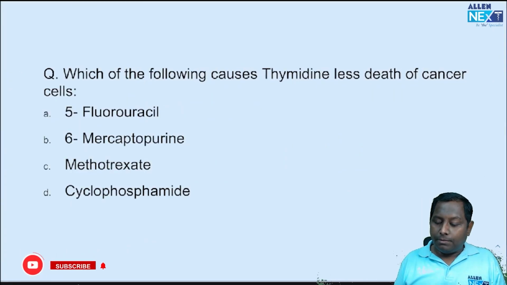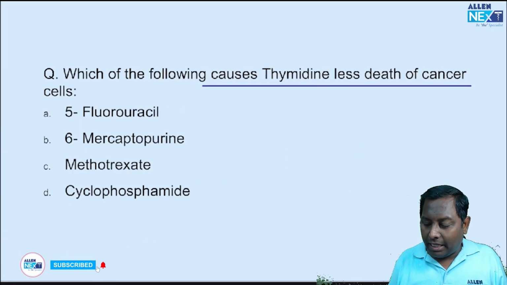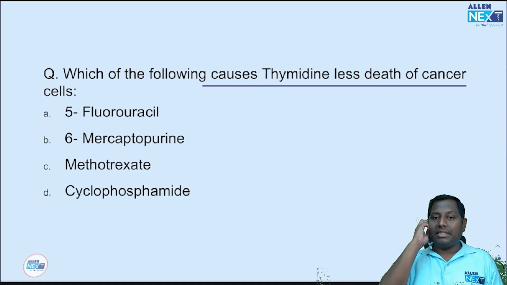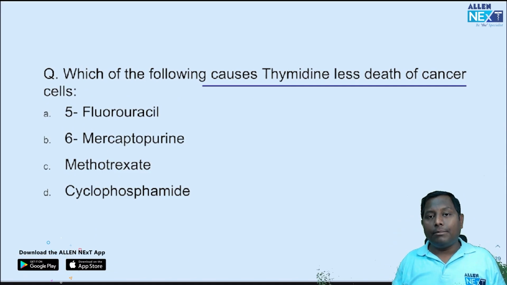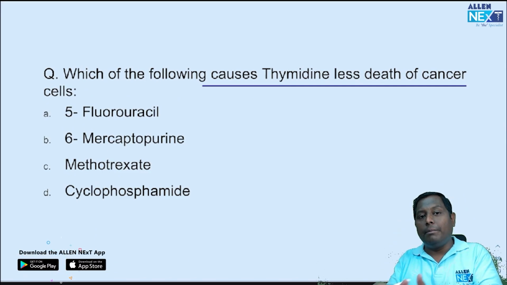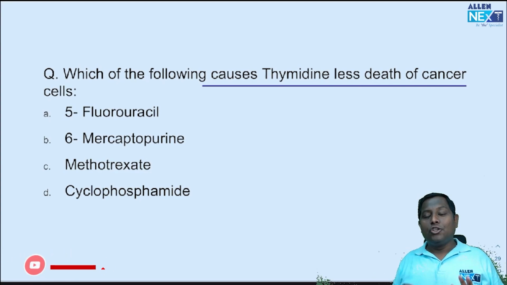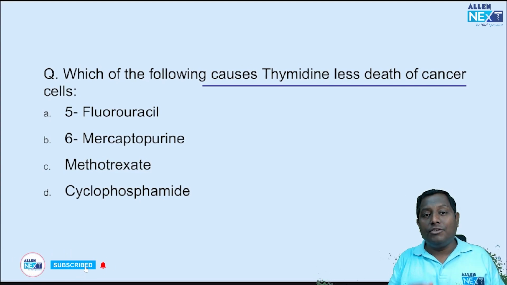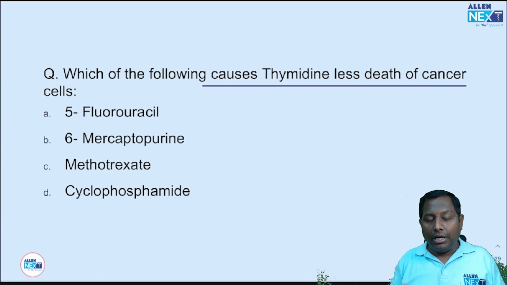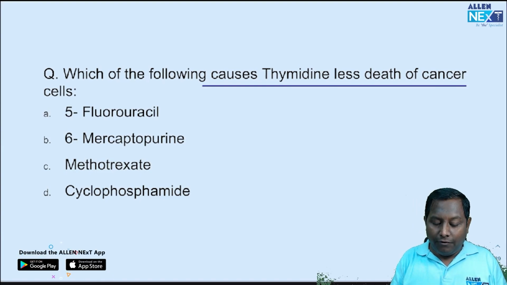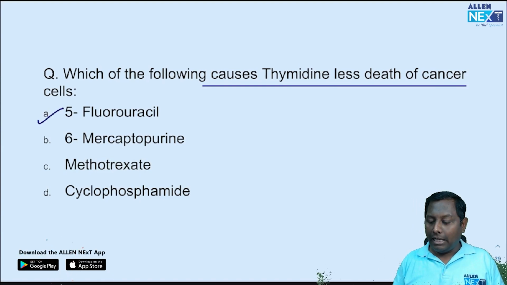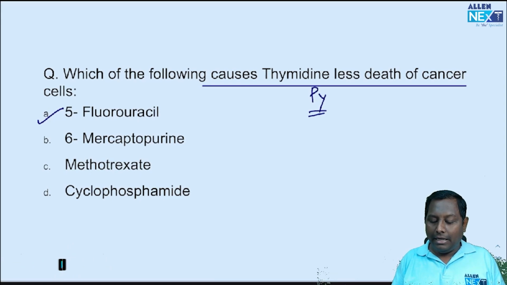ठीक है. Which of the following causes thymidine-less death of the cancer cell? Thymidine-less death, that means thymidine is one of the pyrimidines. So examiner is asking कि इनमें से कौन सा है जो pyrimidine के formation को inhibit करेगा. तो pyrimidine के formation को वही inhibit करेगा which is having pyrimidine-like activity. So only one that is having pyrimidine analog is 5-fluorouracil. As simple as that. Thymidine is one of the pyrimidines, है ना.